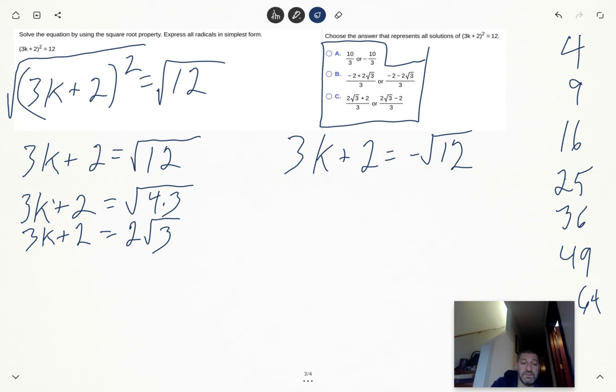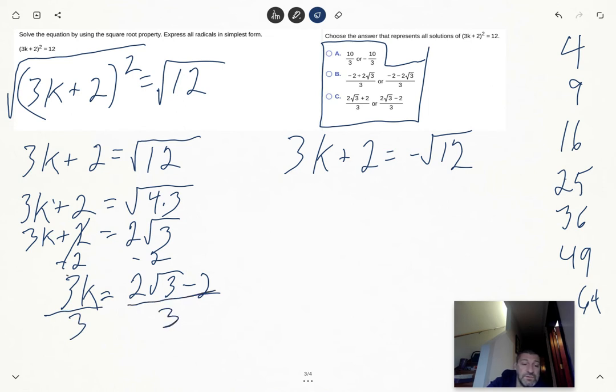Now, still working on isolating k, I'm going to subtract 2 from both sides. That goes away, leaving us with 3k here, and then 2 square root 3 minus 2 on the right-hand side, because you cannot take a 2 away from a radical without getting into some messy decimals. Then we're just going to divide by 3. Those 3's cancel out, and we end up with k equals 2 square root 3 minus 2 over 3.